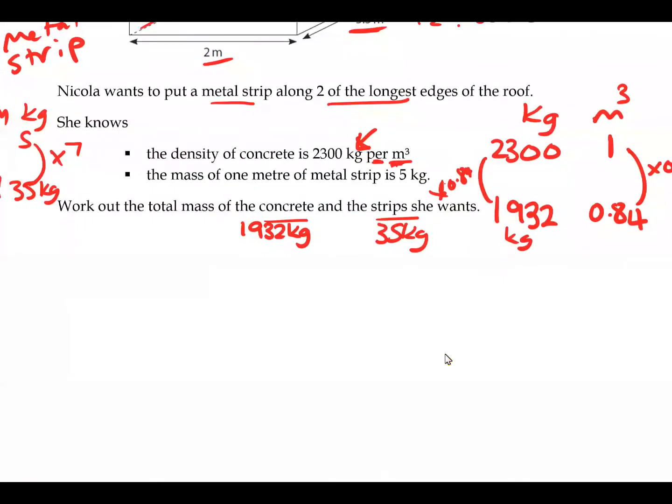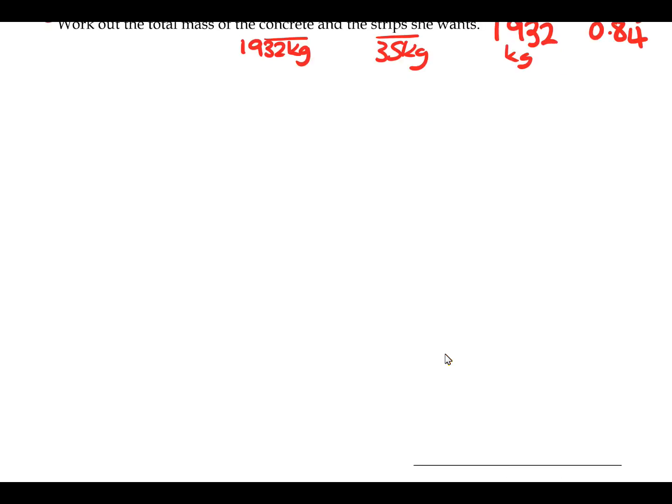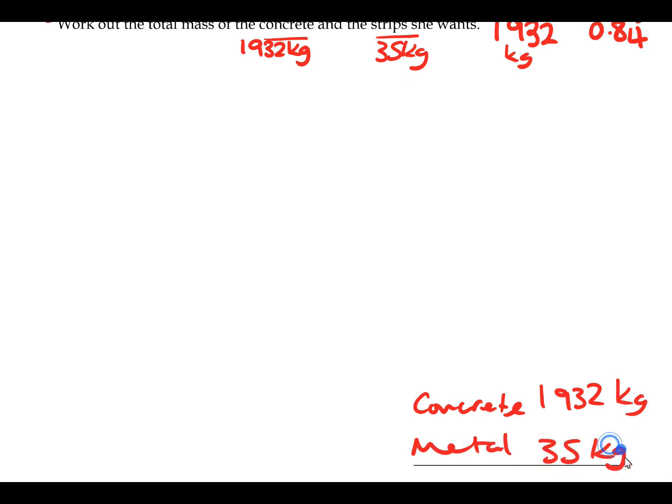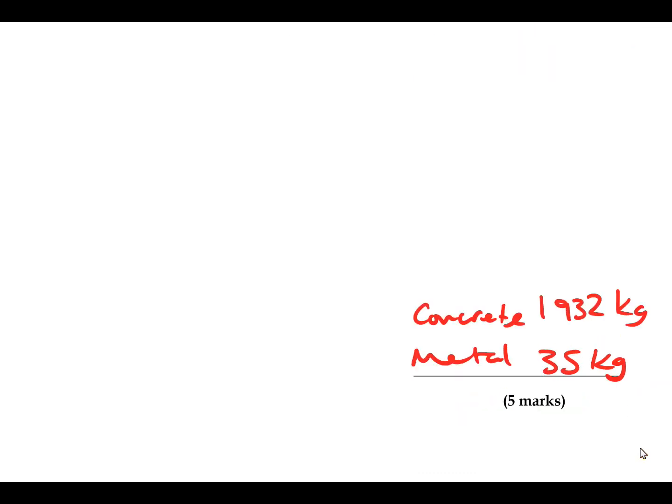Scroll down and work out the two masses. So concrete is 1932 kilograms and the metal strip is 35 kilograms. And that question is worth 5 marks.